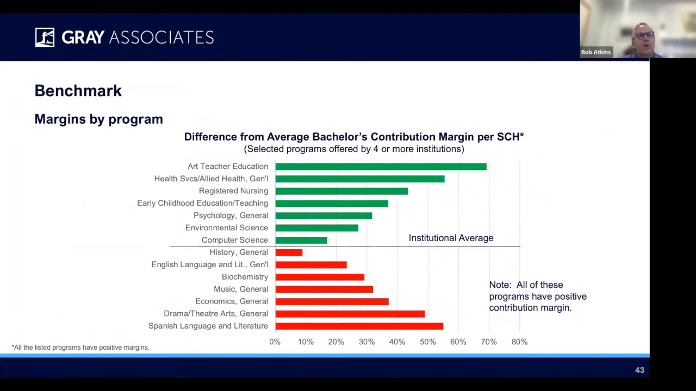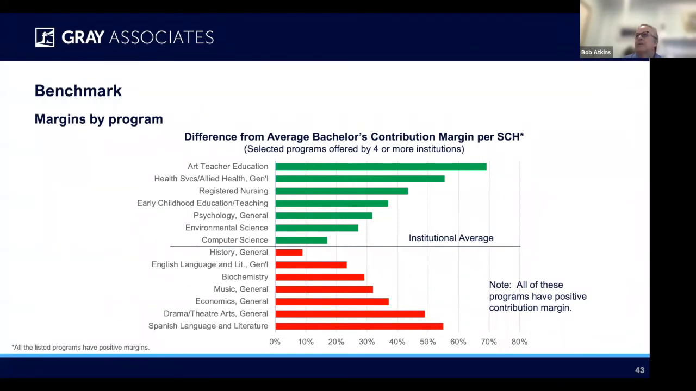Now, if you want to know what doesn't absorb resources or generate them, here's an interesting chart. It had a lot of surprises for me. So first thing you need to understand, even though I put some of the bars in red here, all of these programs have positive contribution margin.